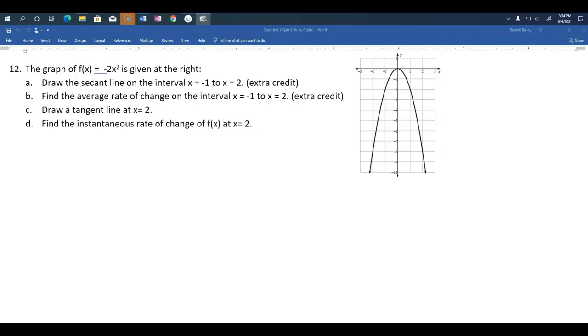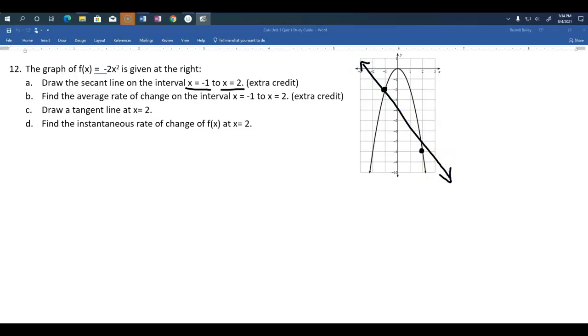So draw the secant line on the interval from x equals -1 to x equals 2. So we just want to find on our graph where x equals -1. That would be right about here. And we also want to find where x equals 2, and that would be right about here. So those are the two dots where x equals -1 and where x equals 2, and then you just go ahead and draw your secant line there, and you got it.